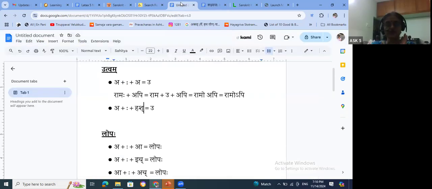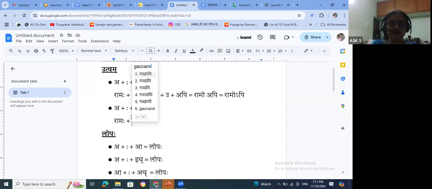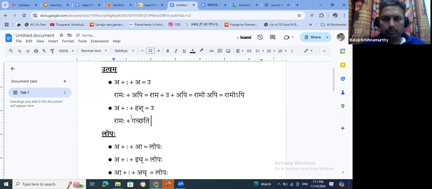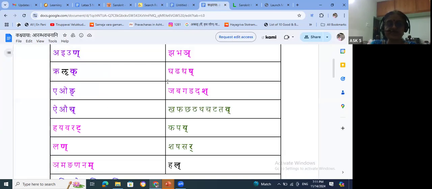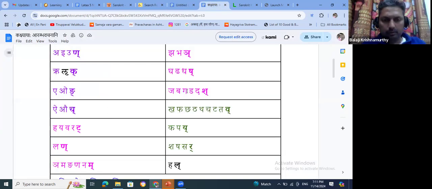What is the first rule? First rule, last class we saw a followed by visarga followed by a. Clear. This is simple. Next one is a followed by hush. So if I say Ramaha plus gachati, is ga mridu or karkasha? Mridu. So because it is mridu, does it fall under hush? We see ga is under hush. So what is the rule?